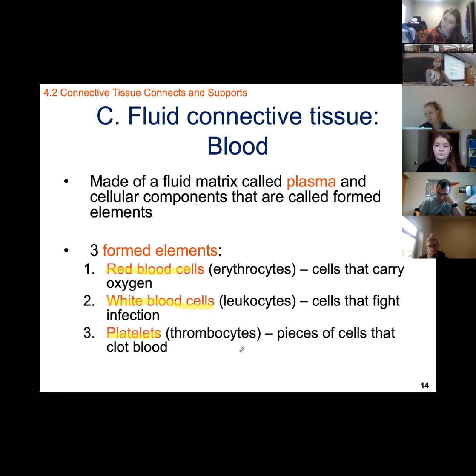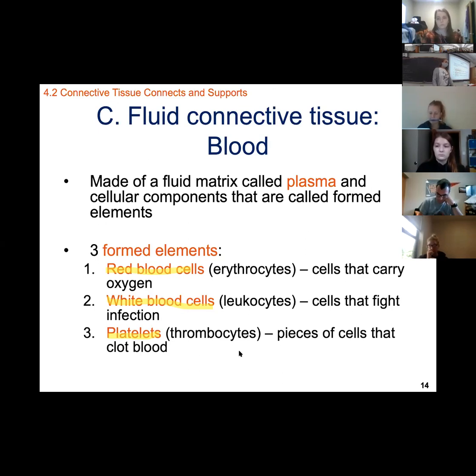This is the reason why if you have a cut, like the example, you tripped and fell, you have a cut on your knee, okay? It's why you're not just constantly bleeding until it heals, right? You have platelets in your body that go to that site and clot it so that you don't continue to bleed.